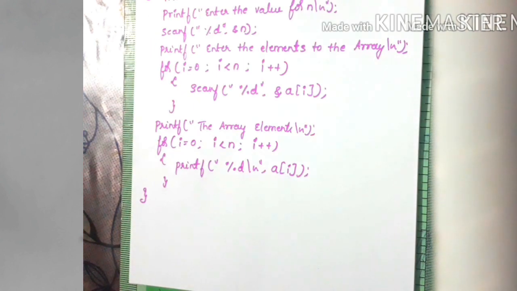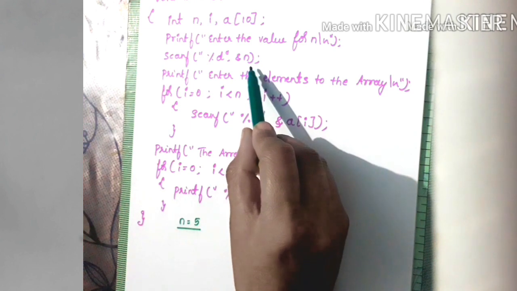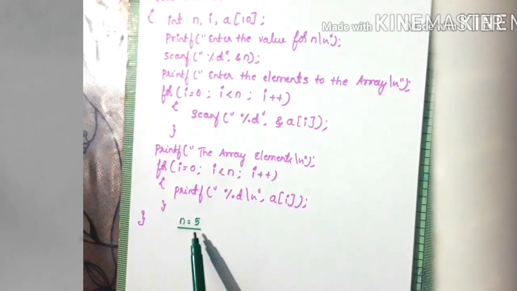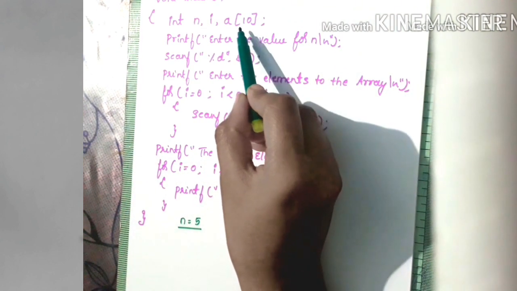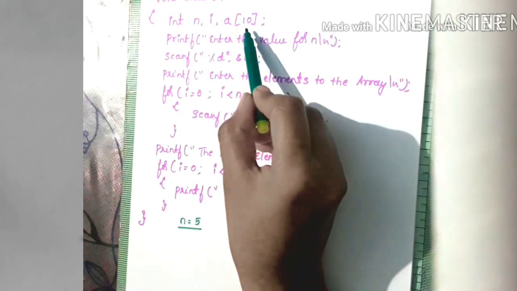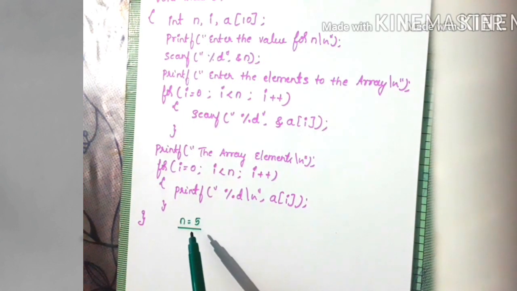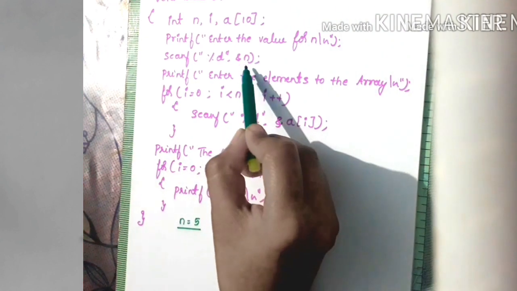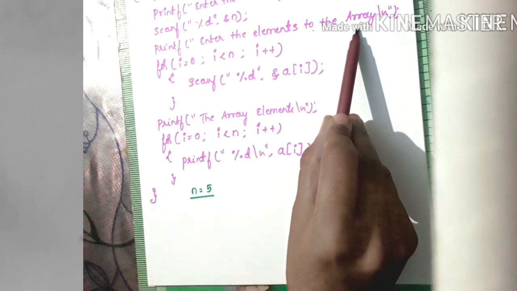Now, I'll trace this program. First, enter a value for n. I have taken the n value as 5. That means I want to input 5 elements to the array A. Here, the array A's size is 10, meaning it stores a maximum of 10 integer elements. But I want to store only 5 elements, that is nothing but the value of n. Next, I want to input n elements to the array A.